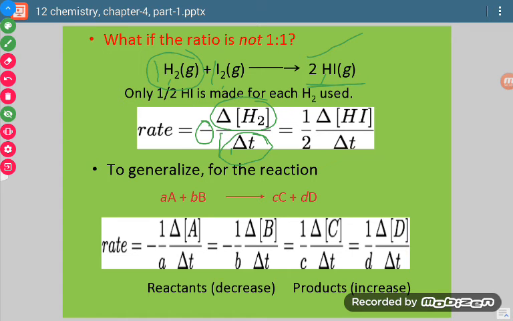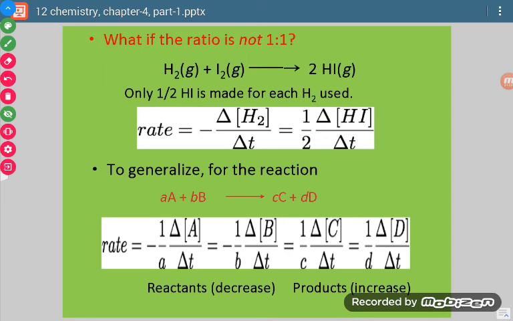Positive sign means it is for products, so the positive sign is already there. Then change in concentration of HI over change in time, and the change in time is multiplied by the stoichiometric coefficient. So what we have to say is that whatever the stoichiometric coefficient is, that is to be written in the denominator. Okay, so that is to be multiplied by delta T. This is to be remembered.